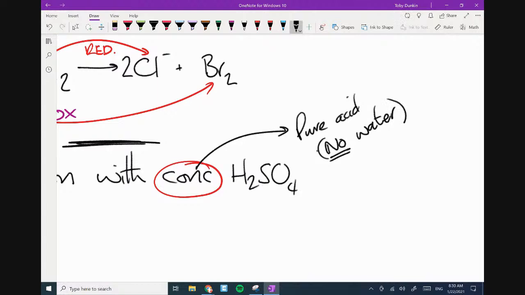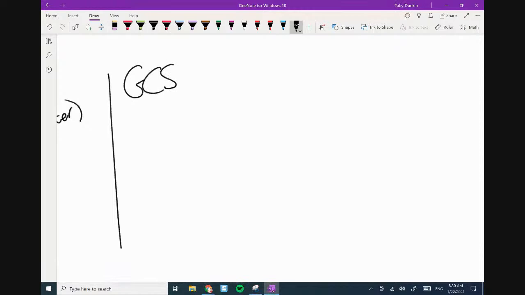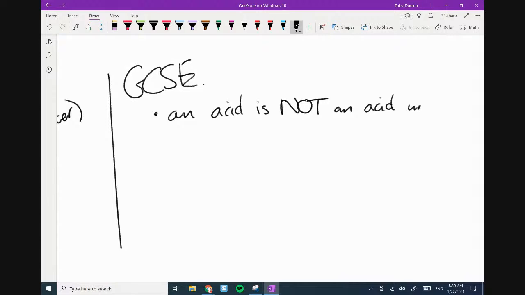Now, this is important. The reason why is because of GCSE. At GCSE, you learnt an acid is not an acid unless it's in water. Yeah, that's what you learn at GCSE. An acid is not an acid unless in water. And then, of course, you say why, and I'm going to ask Winkit, why? What happens to an acid when you put it in water?